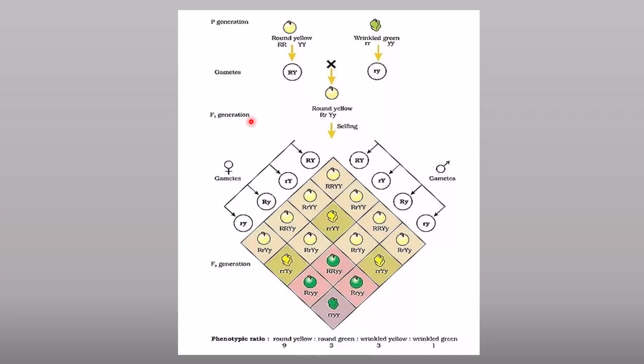That is, round yellow is a parental character, wrinkled green is a parental character, whereas two new characters have appeared, that is round green and wrinkled yellow. That is because the non-allelic gene pairs segregate independently of one another. That is why there is occurrence of new combinations here.